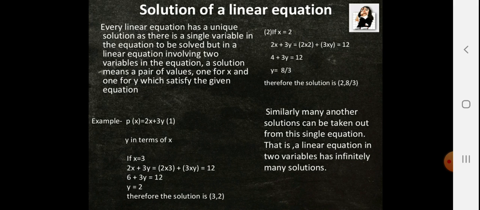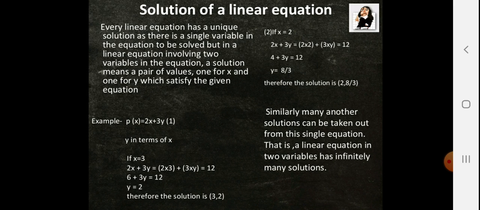For example, 2x plus 3y is equal to 12. Now, if the value of x is equal to 3, I'll substitute the value of x as 3. So 2 into 3 becomes 6 plus 3y is equal to 12. Now take this 6 to the right hand side, it becomes minus. So 3y is equal to 12 minus 6, which is 6. So y is equal to 6 divided by 3. So the value of y is 2. So a solution for this equation is 3, 2.